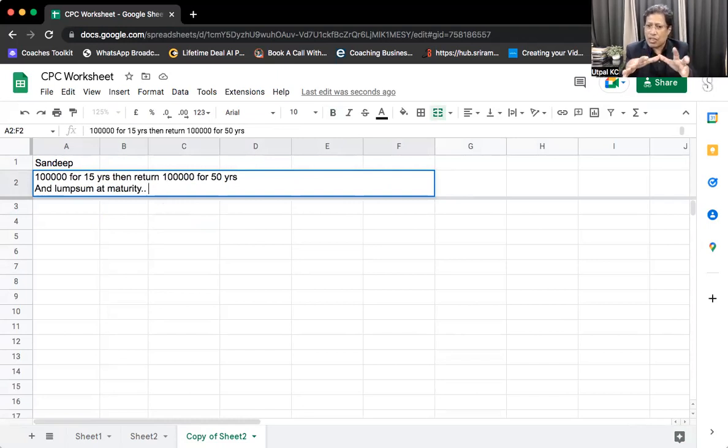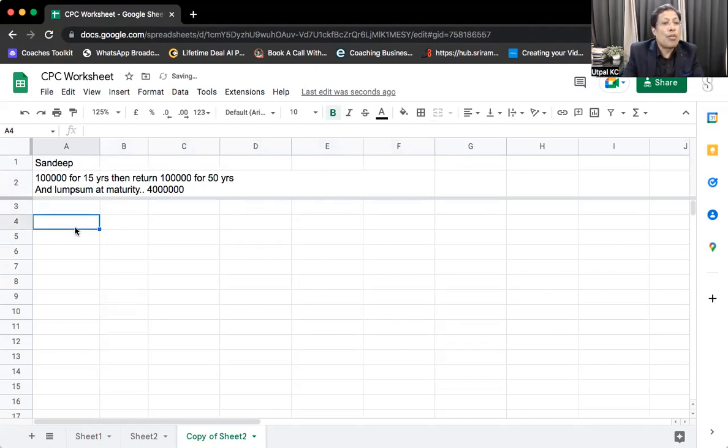You must have some estimation, some guess. Tell me what is the lump sum? Quick, guys. 4 lakhs, okay? Fine. Was that also lakh? 40 lakhs? Okay, 40 lakhs. So now for 50 years.